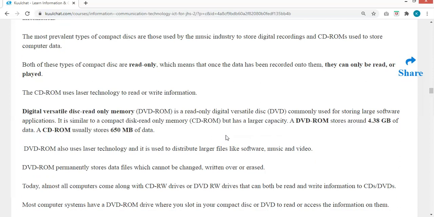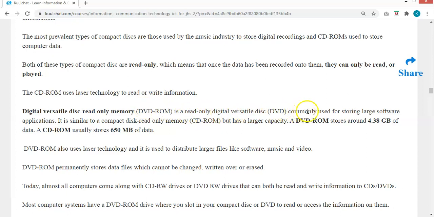Then we also have the DVD. D stands for digital, V stands for versatile, and D stands for disc. And you have the read only memory. So you have the CD and the DVD. CD is compact disc, then DVD is digital versatile disc. The ROM is the same. So the only difference between the CDs and the DVDs is that the CD is compact disc and the DVD is digital versatile disc.